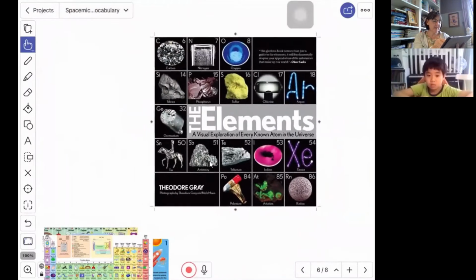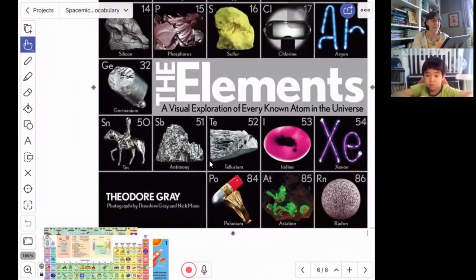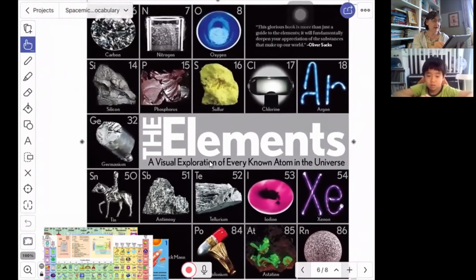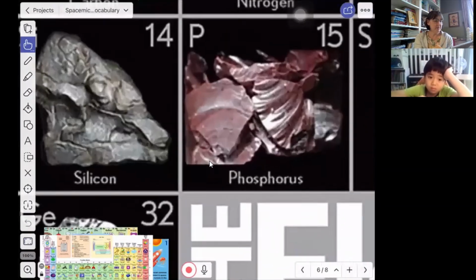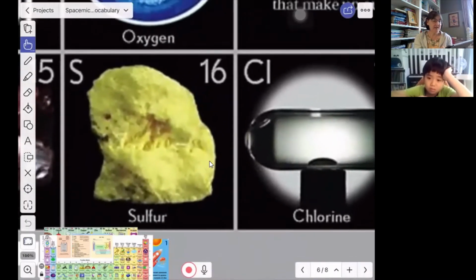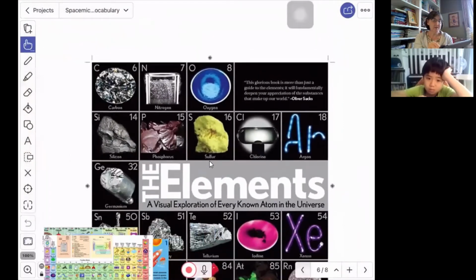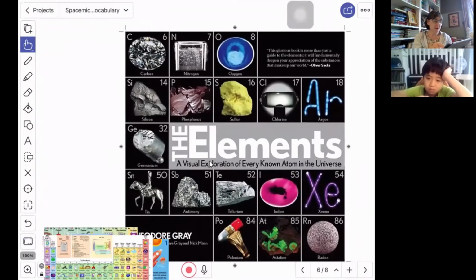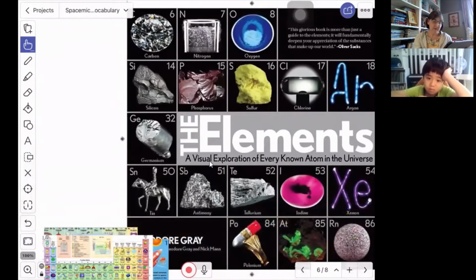This one is a really famous book. I think I have this book. And this guy, his name's Theodore Gray. He has made this book, and they have real life pictures of each element. And so you can actually see what it looks like. So for example, number 14 is silicon, 15 is phosphorus, 16 is sulfur, 17 is chlorine, and so forth. So you can see what these different elements look like. And then, let me see what's on the next page.